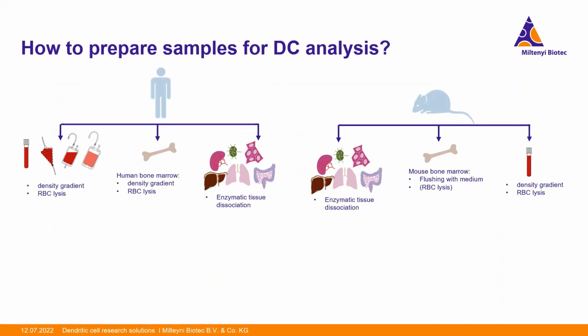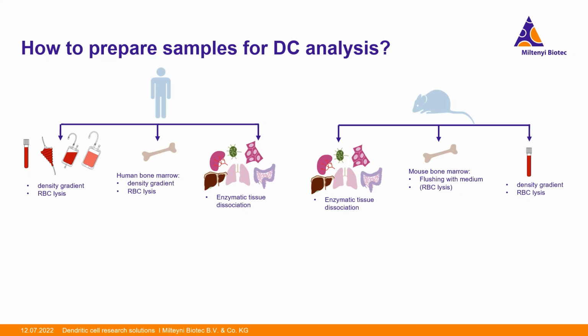Sample preparation for DC analysis can be challenging. Why? Because we have many tissue sources and there are different protocols available, which can be overwhelming to select the right one. So researchers working with human DCs most commonly use blood and blood products such as buffy coat, LRCs, and leukopaks. Here, sample preparation for analysis is easy, and researchers often perform density gradient centrifugation or RBC lysis.